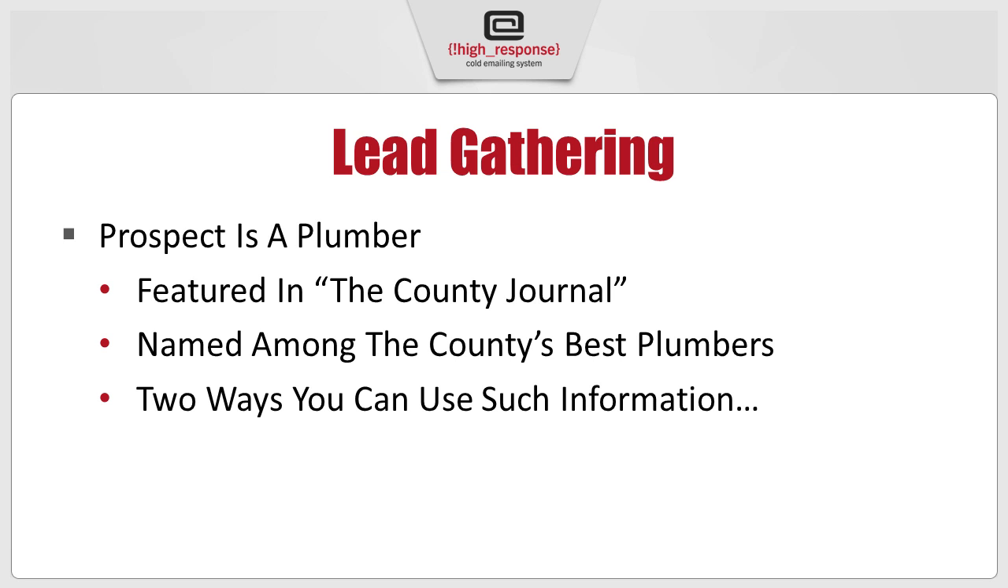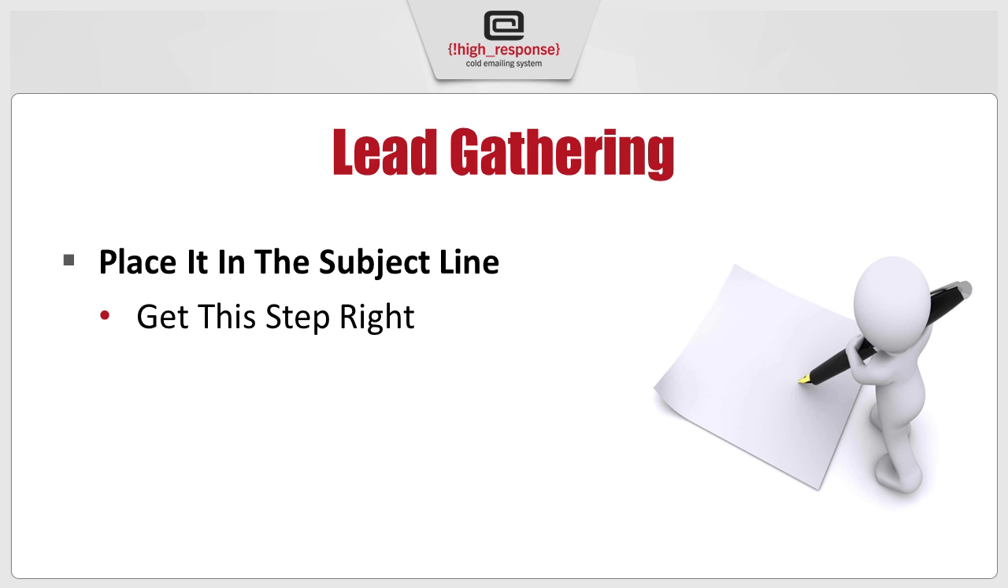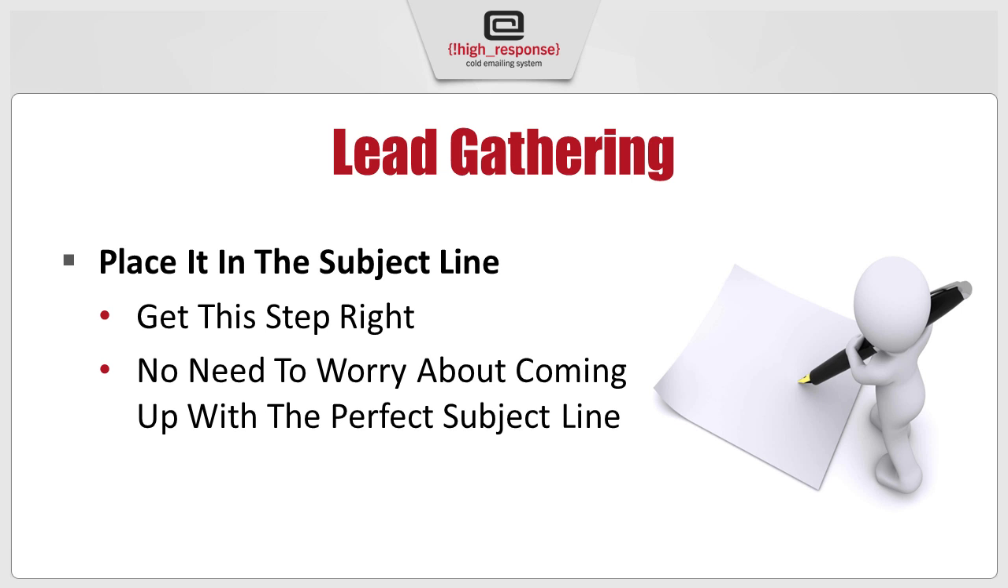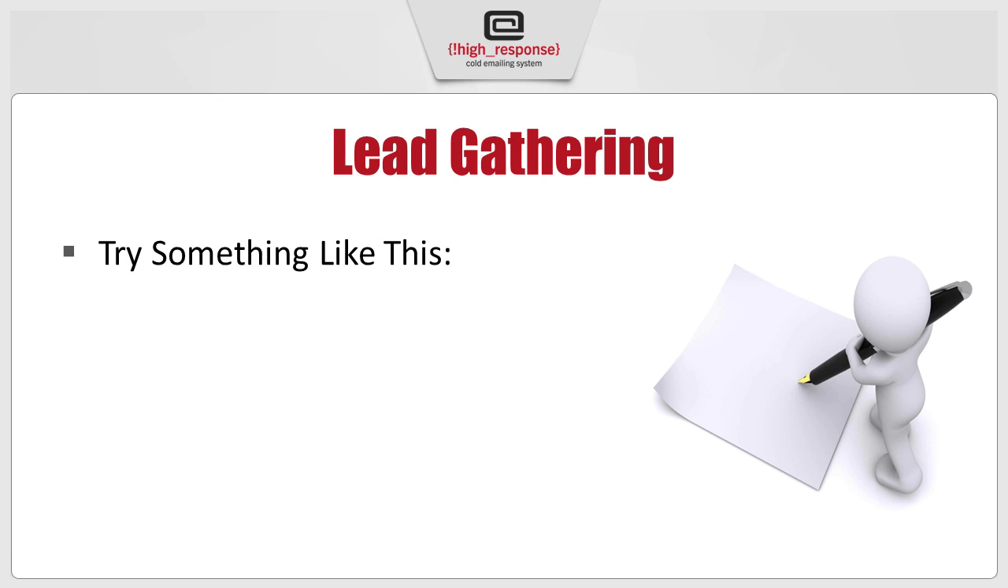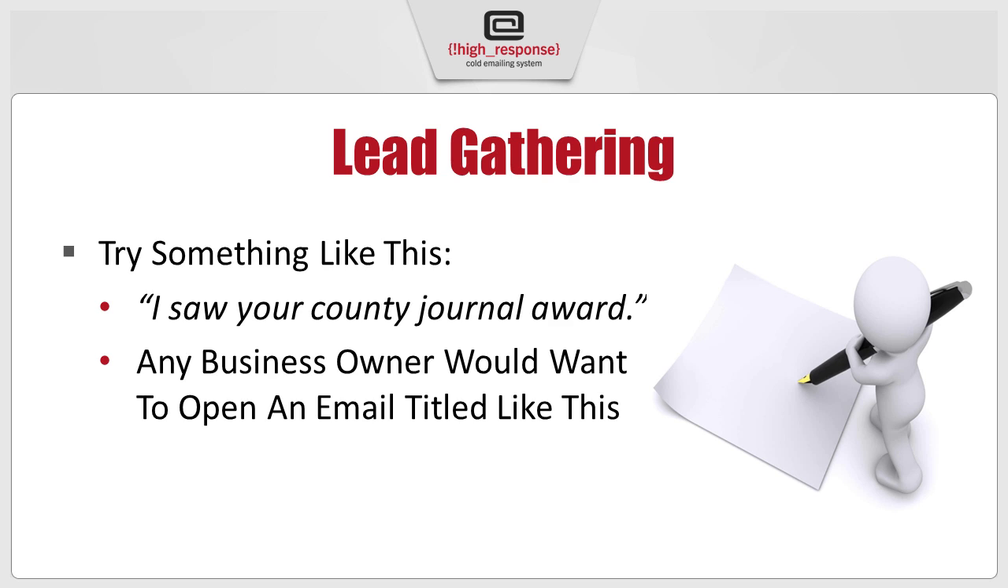So there's two ways you can actually use this information. First, you can put it in the subject line, and this is something we'll talk about later on as well, but if you get this step right, you'll never again have to worry about trying to come up with that perfect subject line. So let's say you're that plumber, and what if you saw this subject line? The subject would be, "I saw your County Journal Award." I don't know any business owner who wouldn't open that if it actually applied to them.